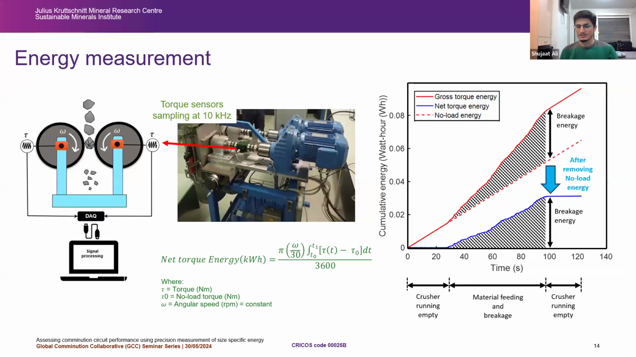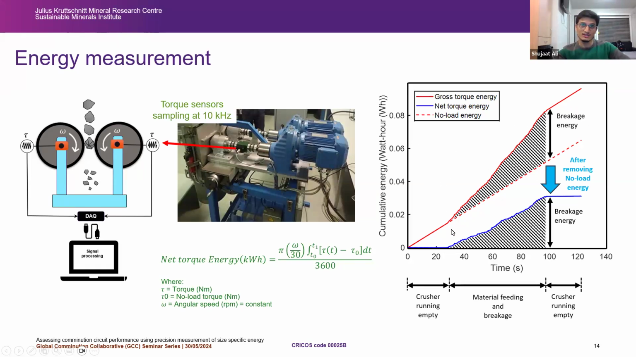Okay, so a bit on energy measurement. As I was telling you, we have highly precise torque sensors, and around 10,000 samples are captured per second whenever there is a breakage event. And then we use that data to calculate our net torque energy. So what's important here is net torque energy. If you look at the graph here, you get your gross torque energy. If you accumulate your energy for all the events of breakage, because there are so many particles being broken at the same time, you just need to accumulate that energy all along. And if you do that, you will get a trend like that, and we call it gross energy.